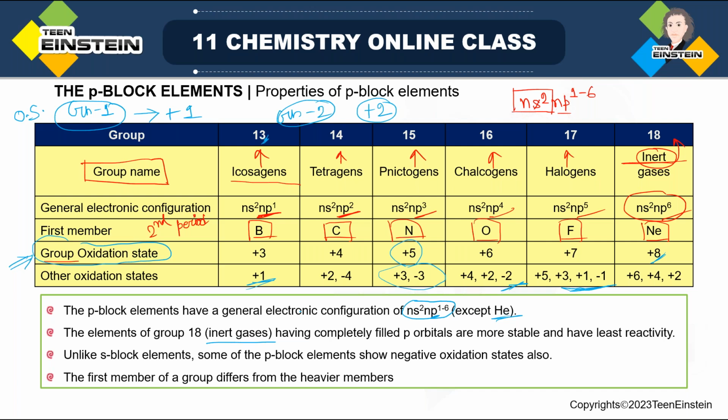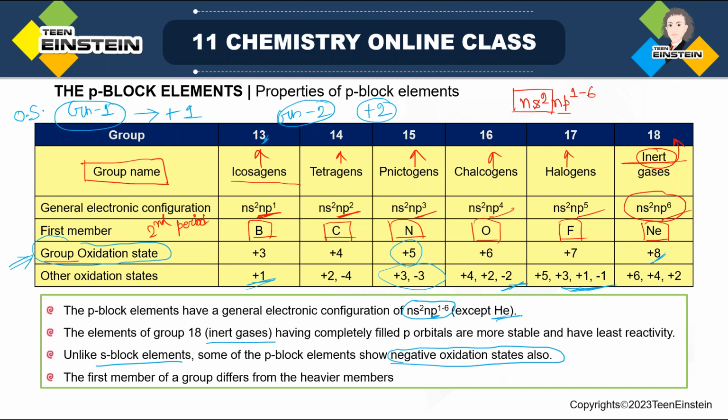When we discuss the respective group, that is group 18, though that is not in this grade, it is in 12th grade, you will see they react only under drastic, special conditions, but otherwise they are not reactive at all. Unlike the s block, some of the p block elements can even show a negative oxidation state, and that is not something very surprising, that is expected.